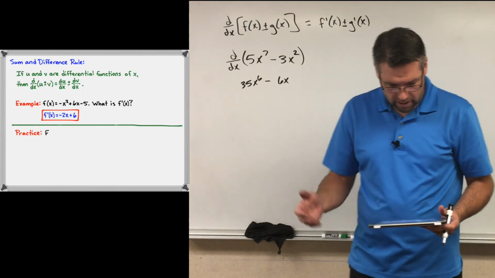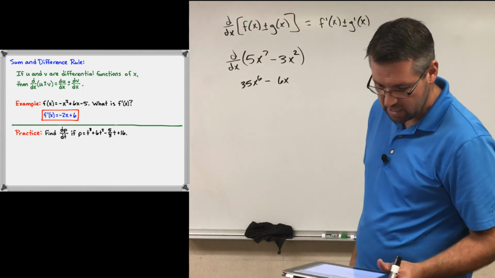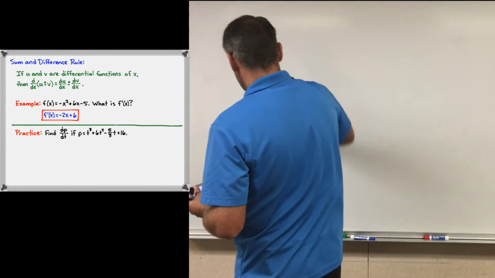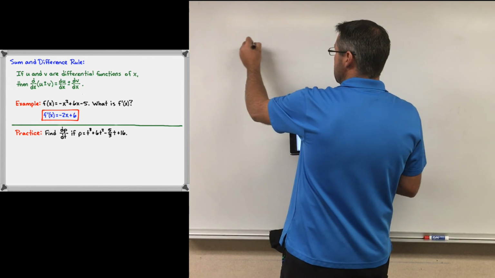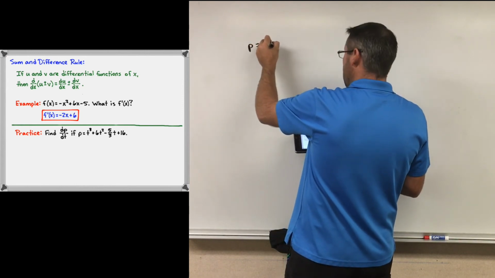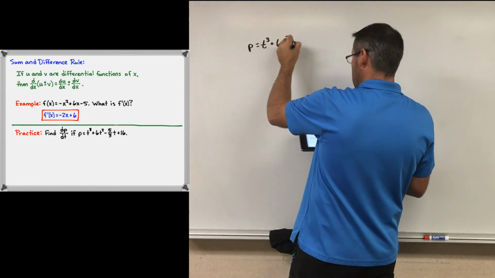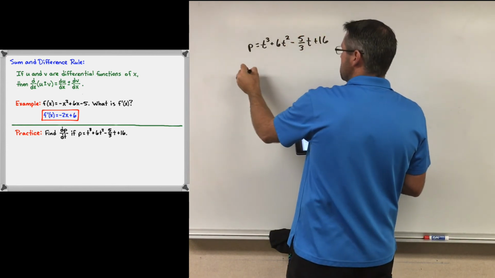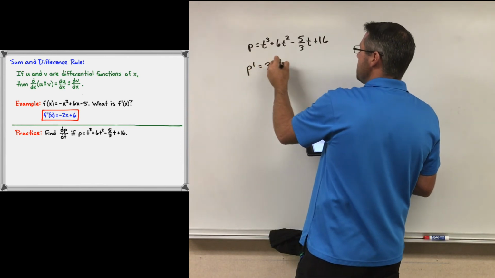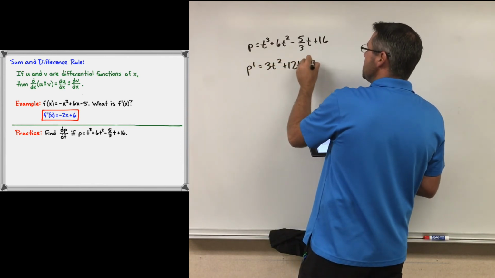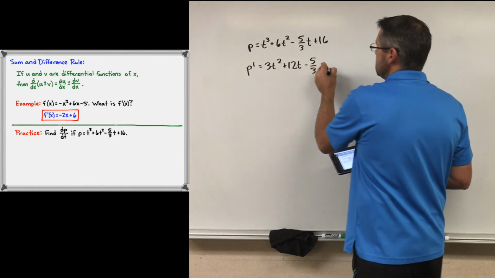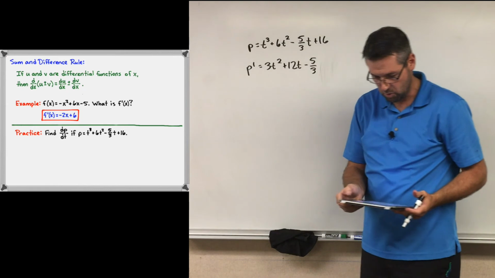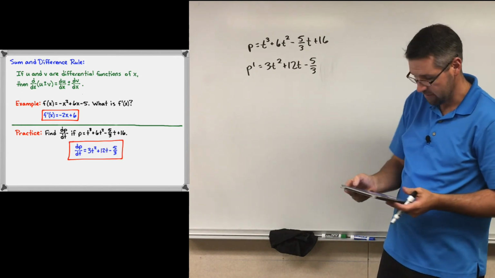Okay? And so go ahead and do a practice problem here. Find the derivative of p with respect to t. And then push play to see if you got the answer right. In this case, we got p equals t cubed plus 6t squared minus 5 over 3 t plus 16. And so the derivative of this is going to be 3t squared plus 12t minus 5/3 plus 0, if you would. And we don't have to put the plus 0. We can just cancel that out. So that's p prime there, okay? And I have that right.